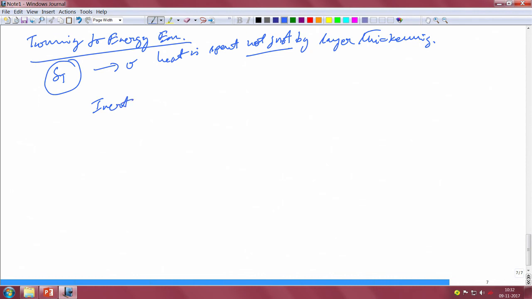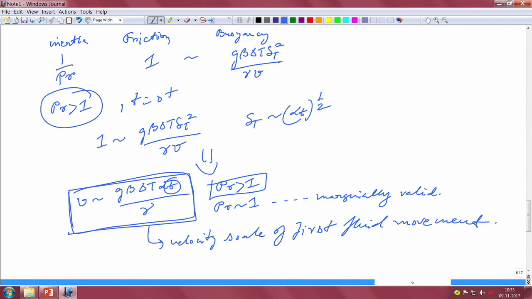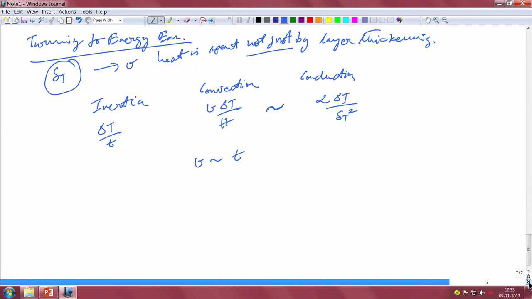Now, once again in the energy equation we have delta T by T, the convection term is given by V delta H by H, and the conduction term alpha delta T by delta T square. This is a balance between these two, whatever gets balanced by whatever. As time increases, the velocity scale that we saw was proportional to T, that is what we derived just in the previous slide. It is dependent on T linearly. So, as time goes on, it is expected that the velocity scale should go up. As a result, the convection term should become more and more important corresponding to the inertia term. So, it slowly becomes important.